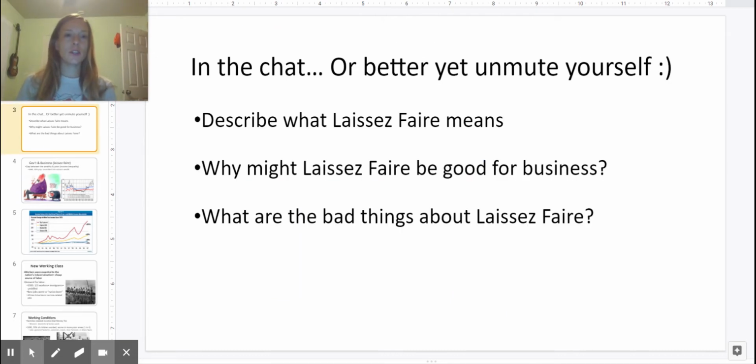And so in the chat, you may unmute yourself if you're chatting on Zoom, or just answer in the play pause it. So I'm going to ask you guys, describe what laissez-faire means. And then why might laissez-faire be good for business? And what are the bad things about laissez-faire? So go ahead and take a look at the notes that you made a copy of today, and that'll help you with answering these questions.